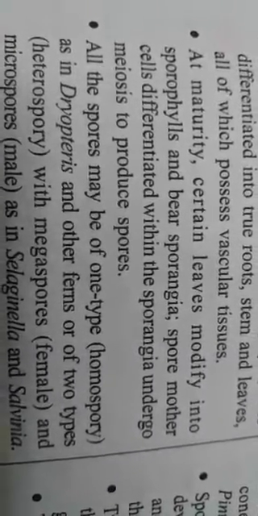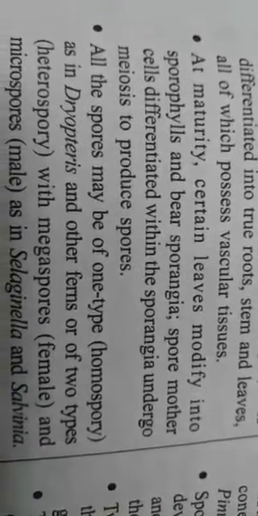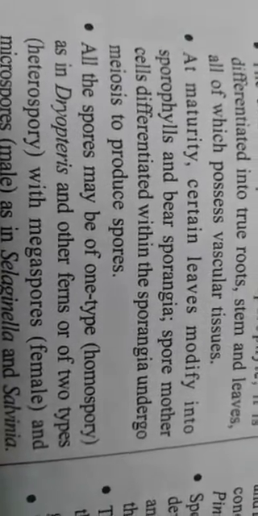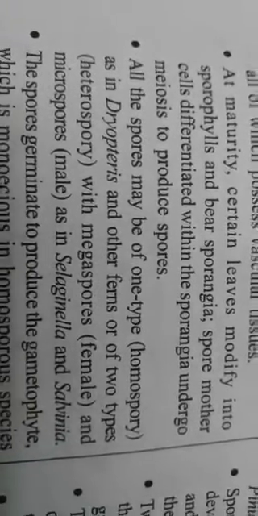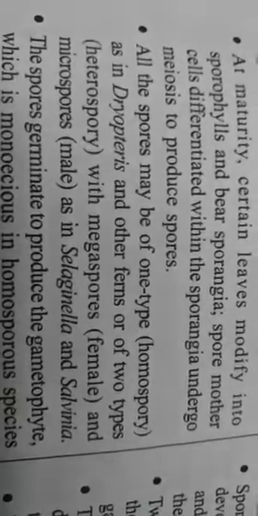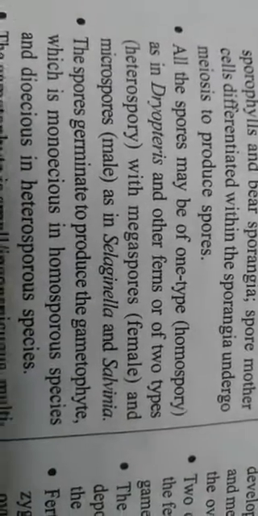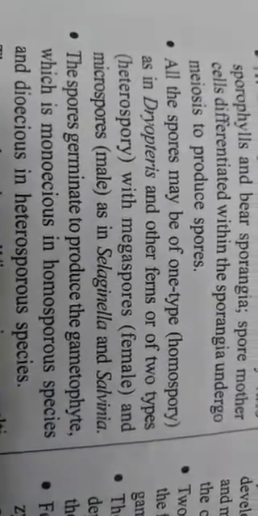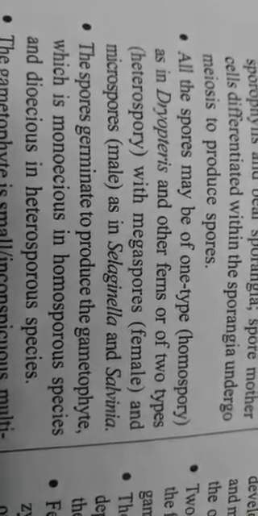At the back of the leaf you will have black spots. I will show you one plant. If you have that in your pot, see the lower surface of the leaf. You can find the sporangia on that. Now the spore mother cells differentiate within the sporangia and undergo meiosis. We know now they will form the spores. And all these spores may be of one type, that is homospory, as in Dryopteris. And other forms may have two types, that is heterospory, with megaspores, where one is larger and one is small. These examples you have to learn, as in the case of Selaginella and Salvinia. So these are very important.